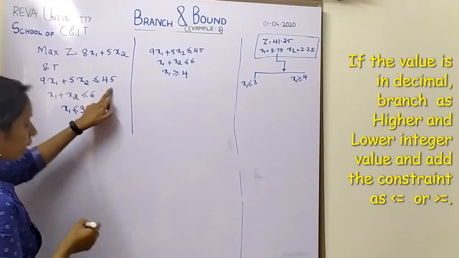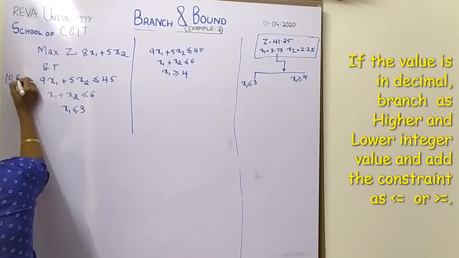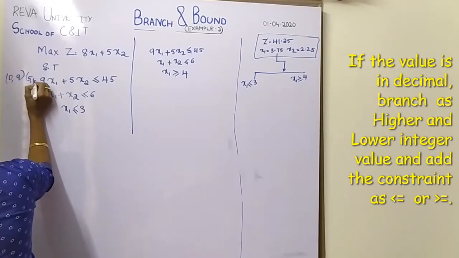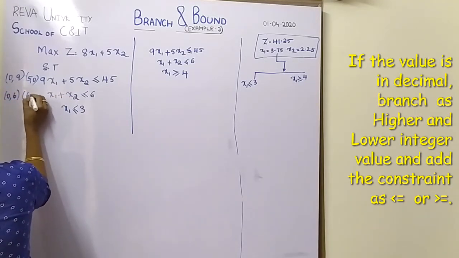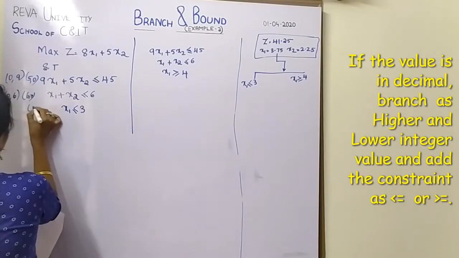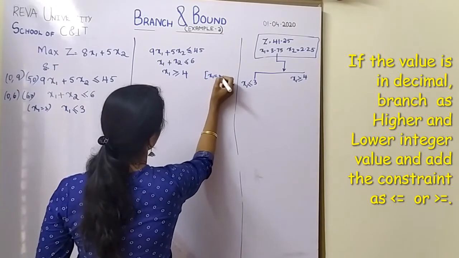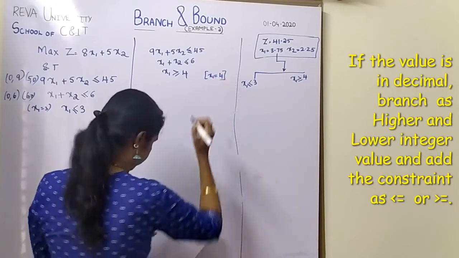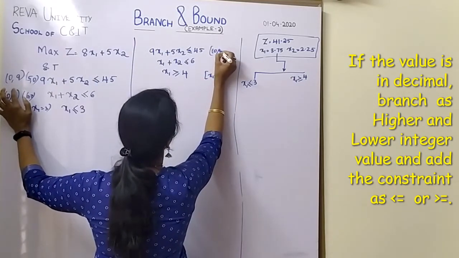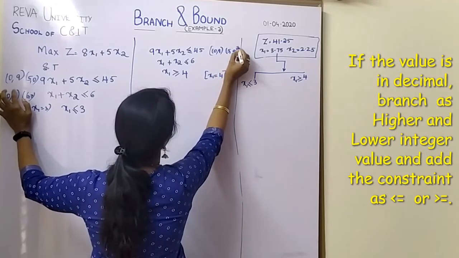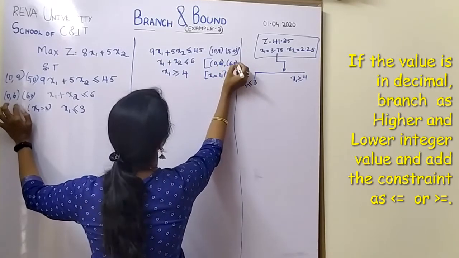Okay. Now what are all the points we got from here? From this equation we got 0, 9, 5, 0. From this equation we got 0, 6, 6, 0. From this equation we got x1 equal to 3. From this equation we got x1 equal to 4. So from the first equation the points are 0, 9, 5, 0. From the second equation 0, 6, 6, 0.